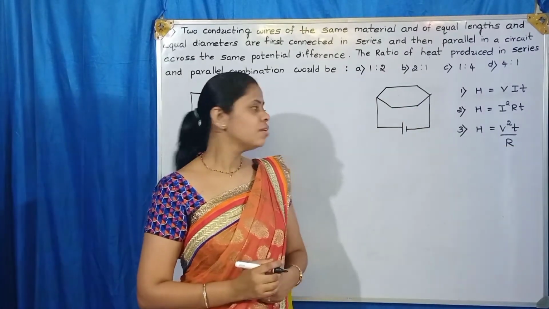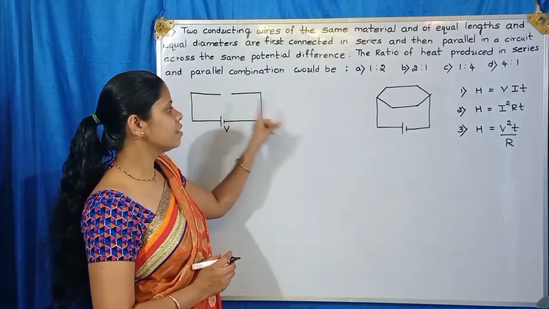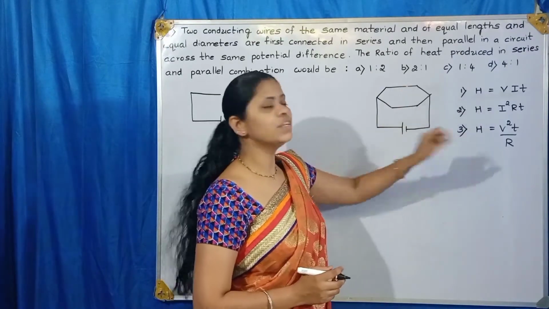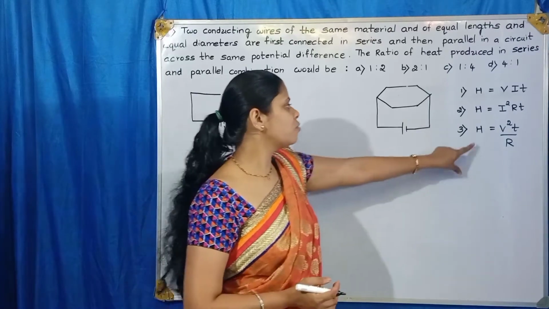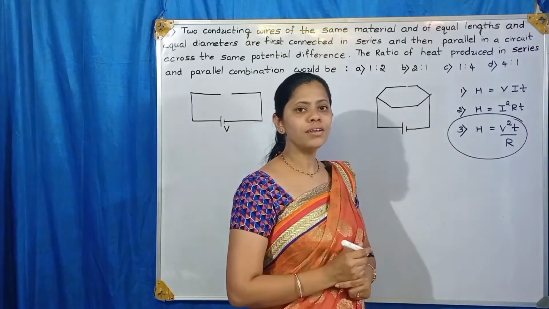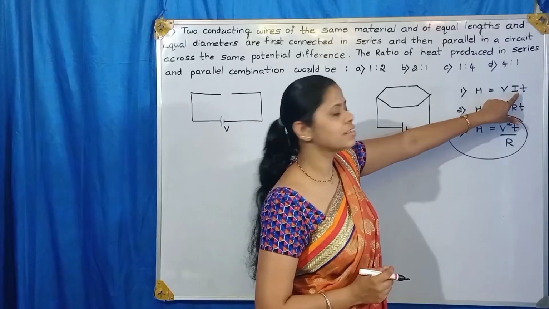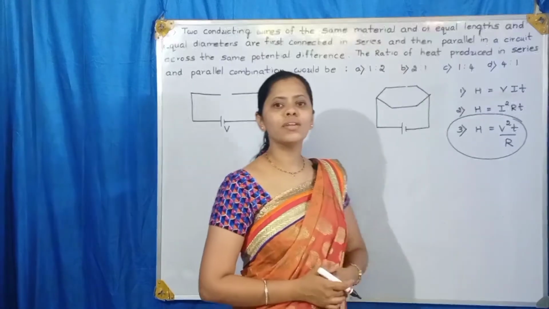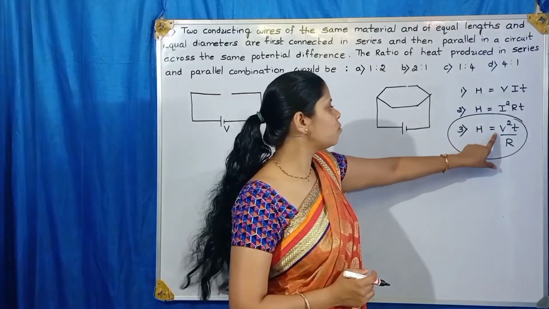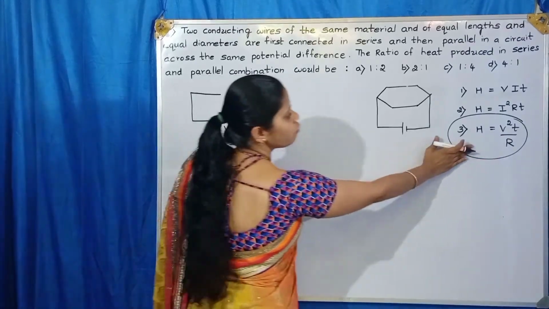Now tell me, to find out the heat production when they are connected in series and when they are connected in parallel, which formula do I have to use? I have to use this formula. And we can't use these two formulas because here I is there. It means current, and current is not given in the problem. So we have to use this formula, H is equal to V square T divided by R. Now let's use this formula.